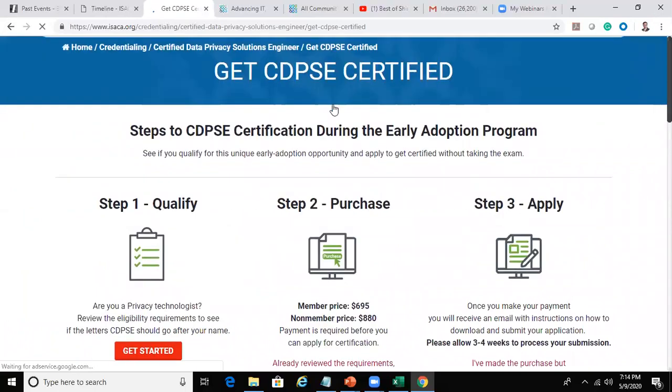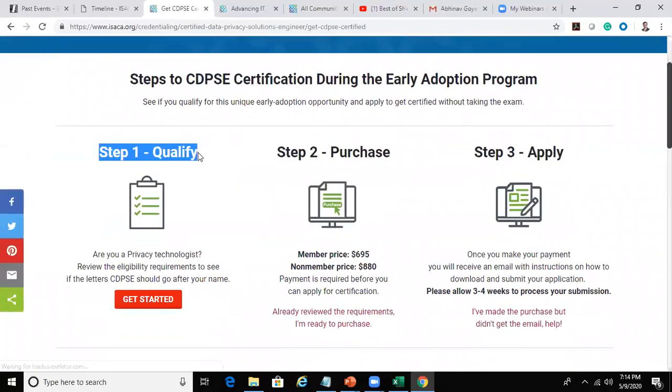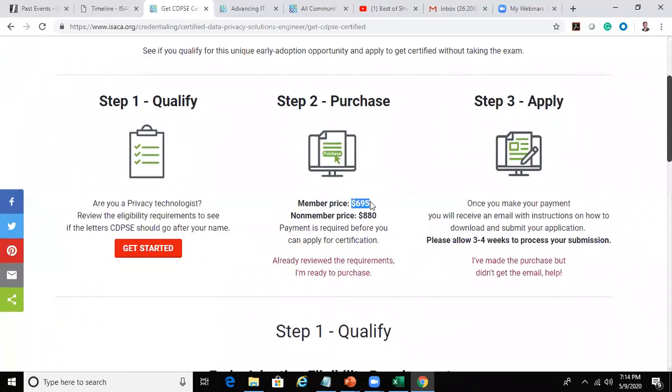I'm sure all of you know this one. Step 1, qualify. Step 2, pay the fees. If you're a member, I know people complain it's a steep price. That's fine, it's the same price for me also. I can't help, it's ISACA. I know for people in India the dollar is expensive. But again, I told you, it's the value you get. The value is great. You apply and see, 3 to 4 weeks.